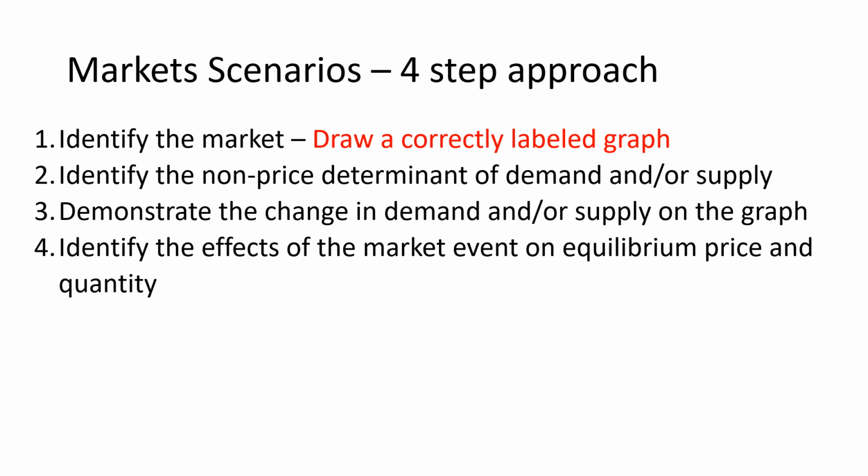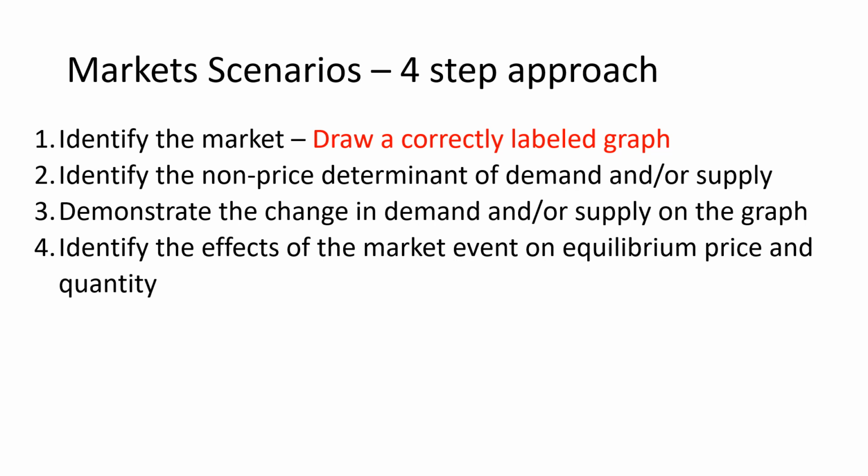Follow the four-step approach. Number one, identify the market, and by all means, gentlemen, draw a graph. And look, in red it says a correctly labeled graph. On the AP exam, you actually get 1 point towards your score just by drawing the graph correctly and labeling it. Label the vertical axis as price, label the horizontal axis as quantity, label the downward sloping curve as demand, the upward sloping curve as supply, identify equilibrium price and quantity to start. Every time you analyze a market scenario, it begins with the same number one approach.